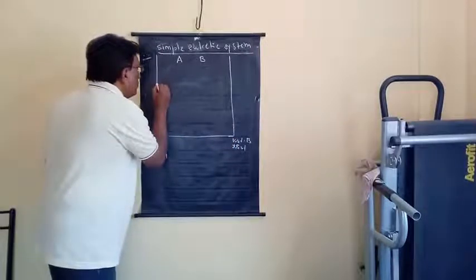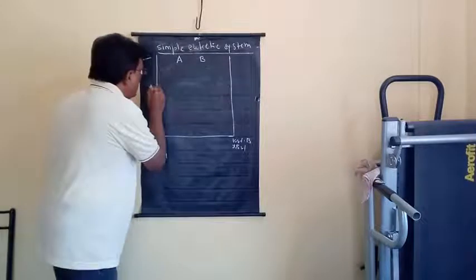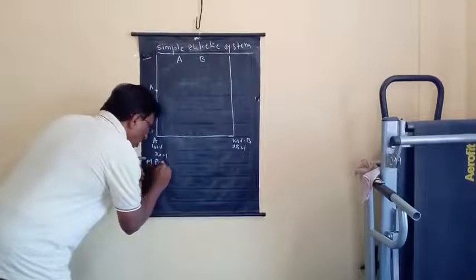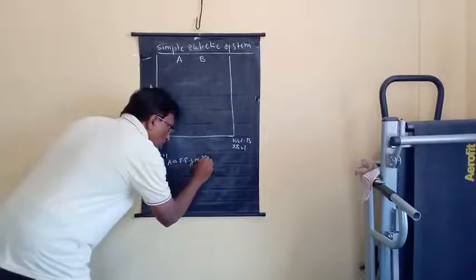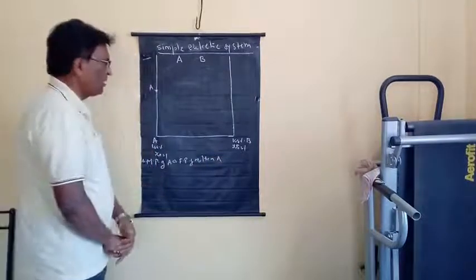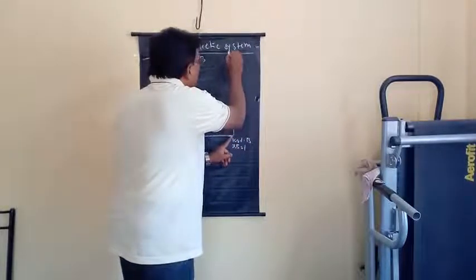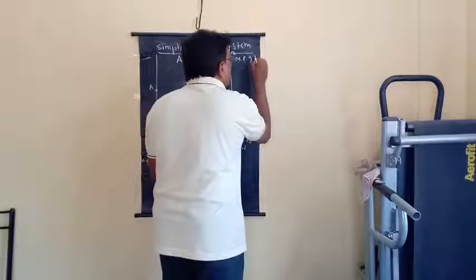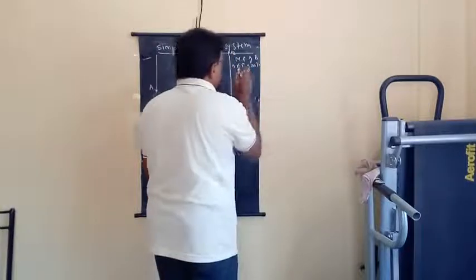Now this is point A, which is called the melting point of component A or the freezing point of molten A. Freezing point of molten A. And if we consider this pure component B, then this is point B, which is the melting point of B or the freezing point of molten B.